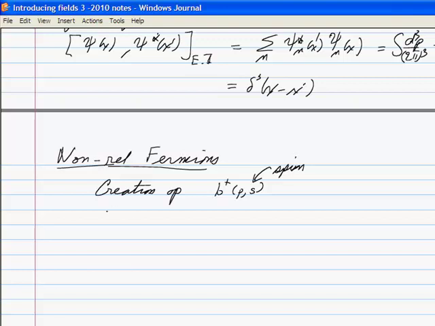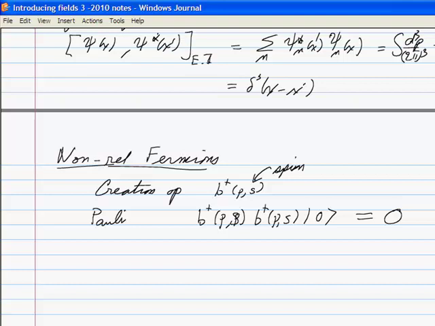The Pauli principle says, Pauli tells us that if we try to put two of these guys in the same state, so here's P S, B dagger P S. Okay, that's forbidden. So you can't do that. So that's equal to 0.